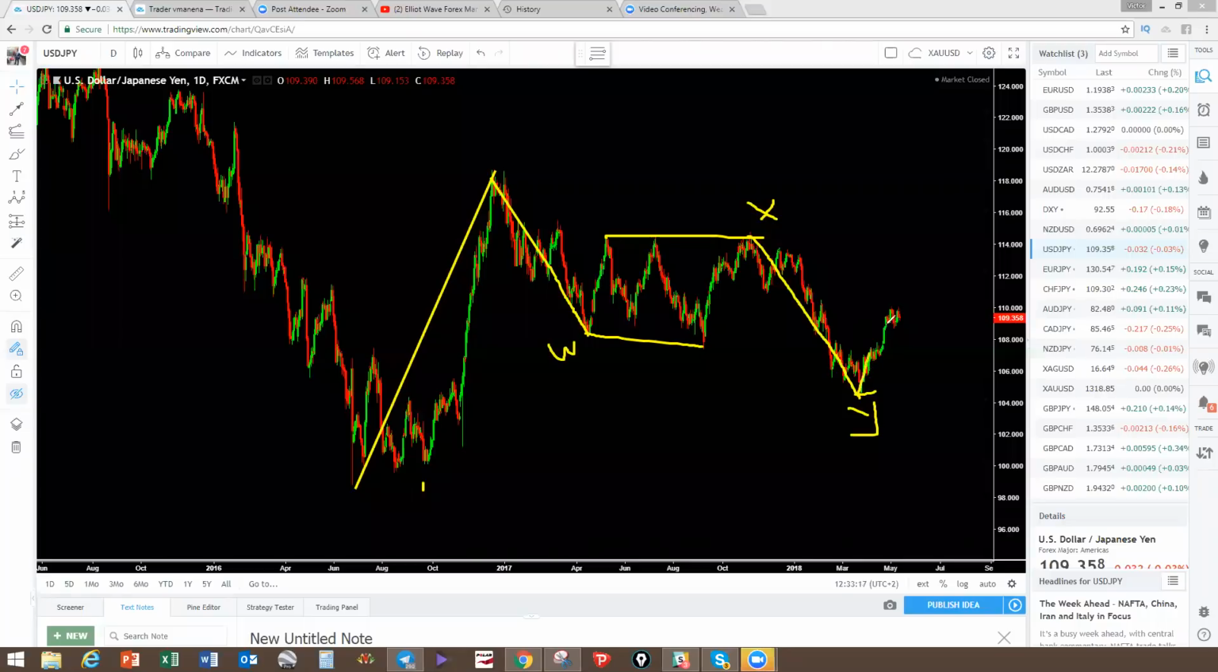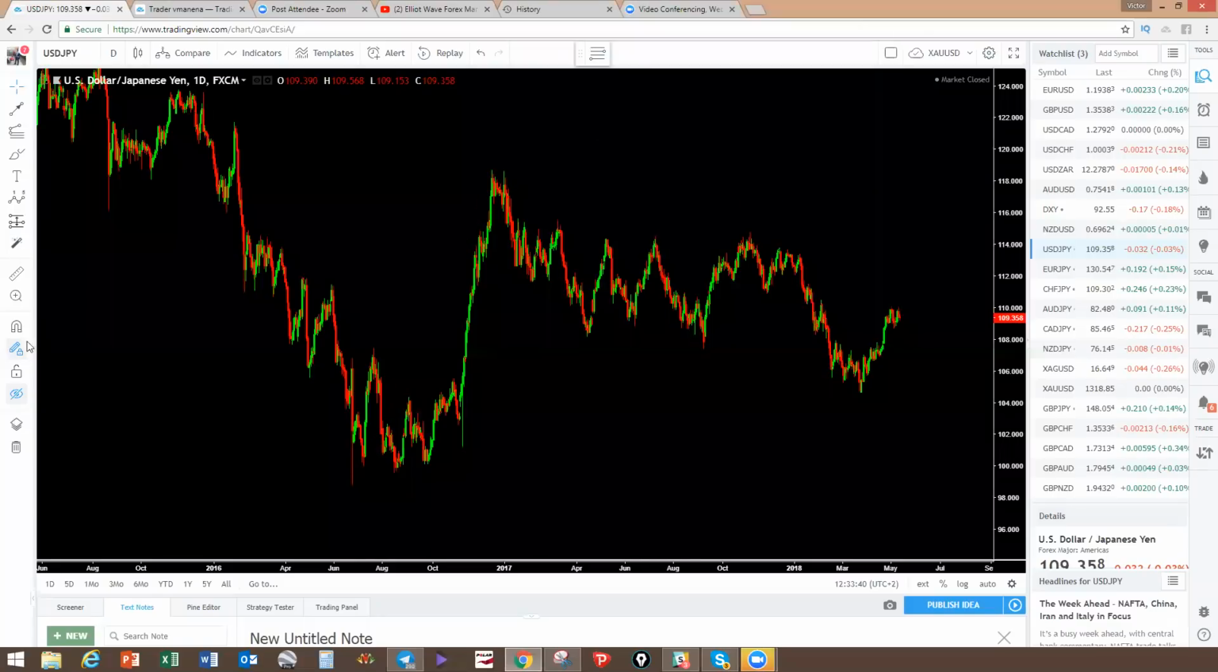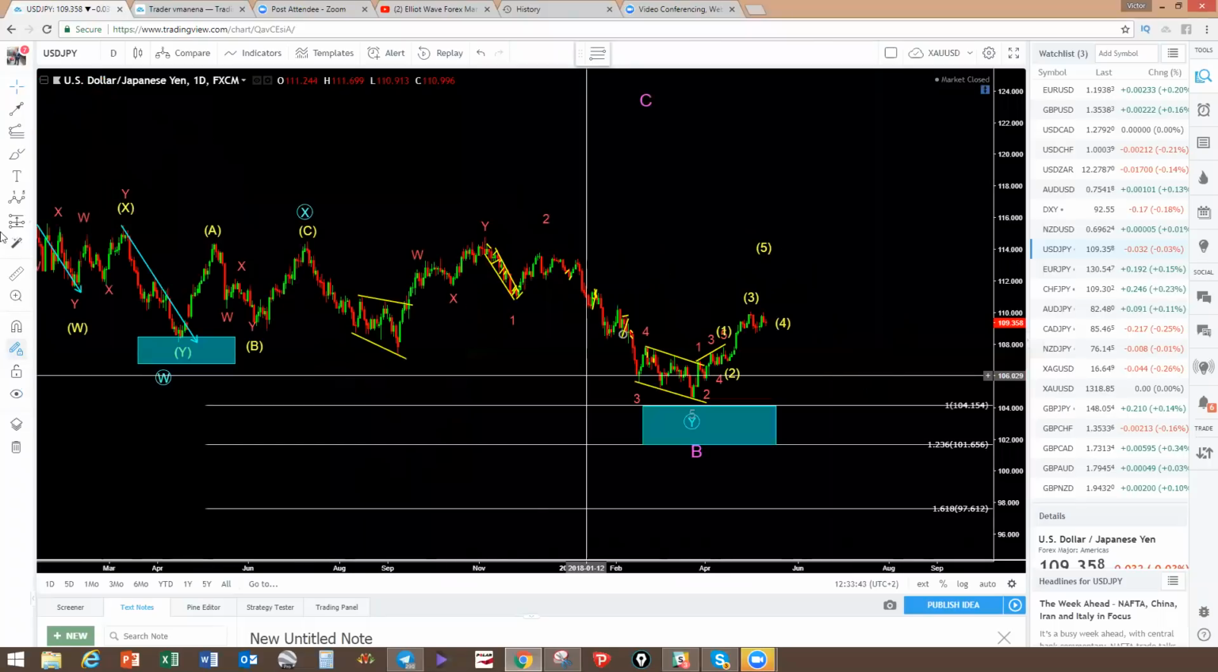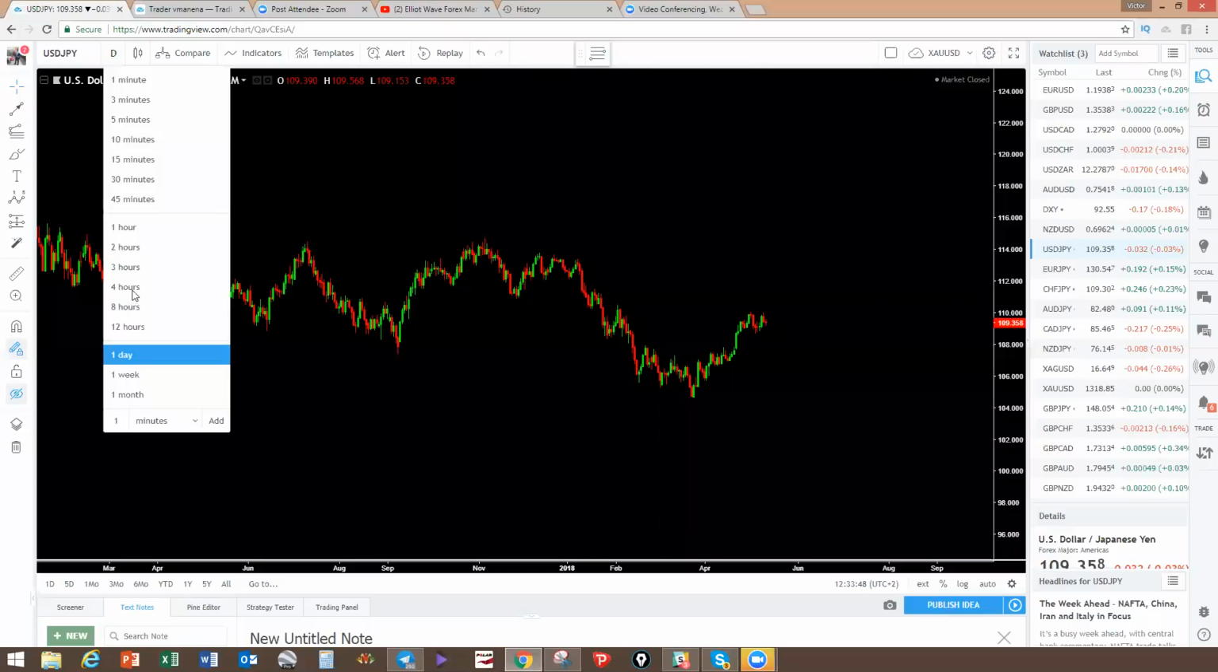Now we've got a nice impulsive move here, and at this point it looks like we're getting a very nice correction. For those that missed the entry right at the bottom with a V pattern there, this could be a very nice entry point on US dollar JPY now. Okay, let's clear that and go into this here. Let me see if you can see my screen, right, you can. Let's go then 4 hour.